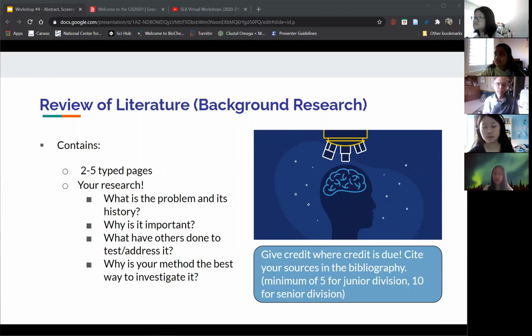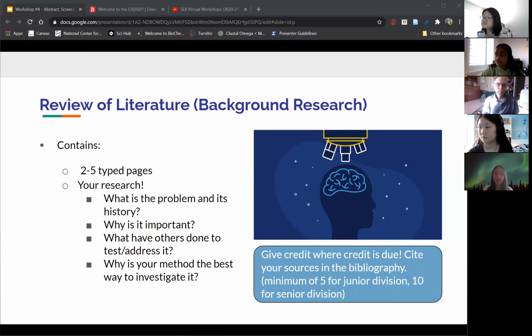Some questions that you want to ask yourself while writing this part are: what is the problem in its history? Why is it important? What have others done to test and address it? This one's really important to make sure you're doing something that is building off of other scientists' work. Also, what is your method? Why is your method the best way to investigate it?